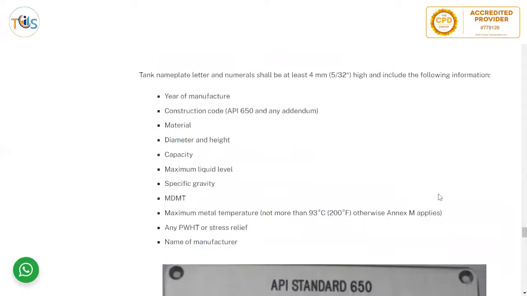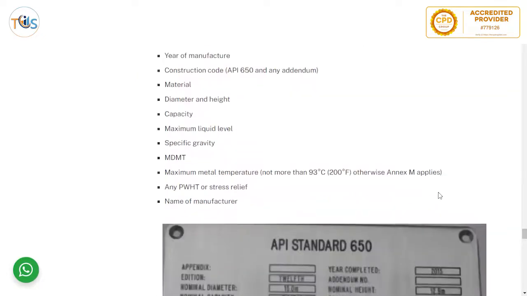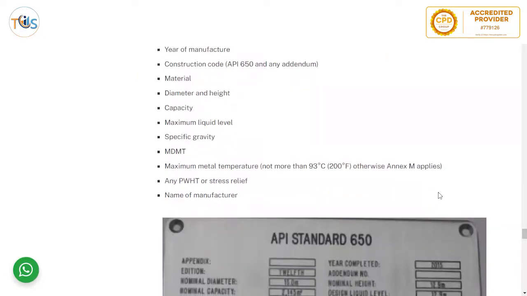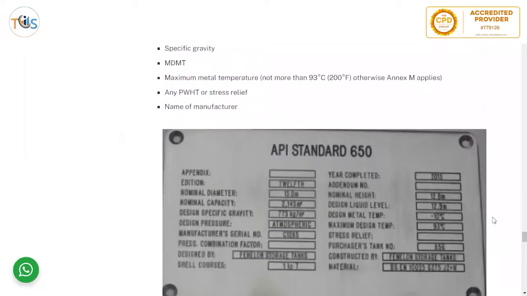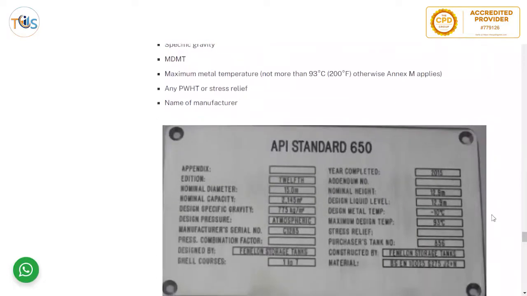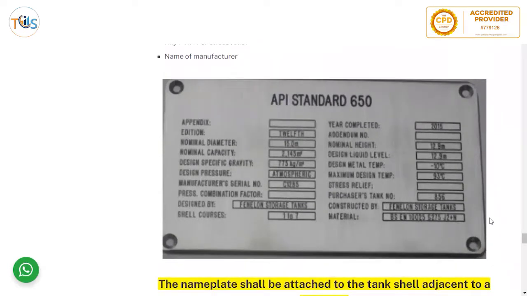The nameplate letter and numerals shall be at least 4 mm, 5 by 32nd inch high, and include the following information: year of manufacture, construction code such as API 650 and any addendum, material, diameter and height, capacity, maximum liquid level, specific gravity, MDMT, minimum design metal temperature, maximum metal temperature not more than 93 degree centigrade or 200 degree Fahrenheit, otherwise Annex M applies, any post-weld heat treatment or stress relief, name of manufacturer.